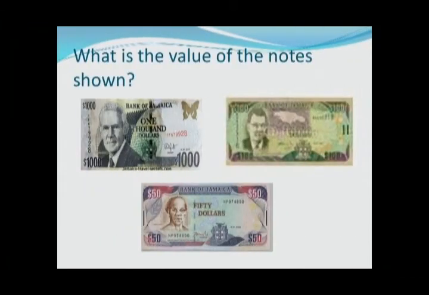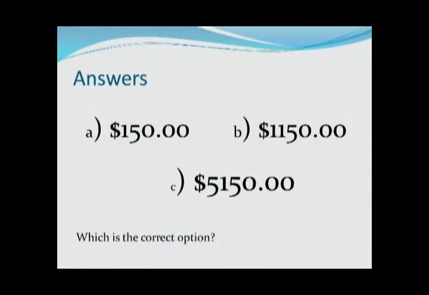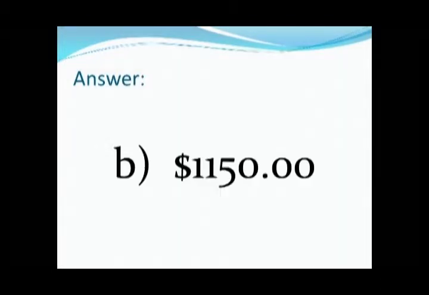What is the value of the notes shown here? Here you have a $1,000 note, a $100 note, and a $50 note. Do you think you could write this using the dollar symbol and the decimal point? We have 1,150. Let's look at some options to see if you can select from them. Look at the options here. If you said it is B, then you are correct.